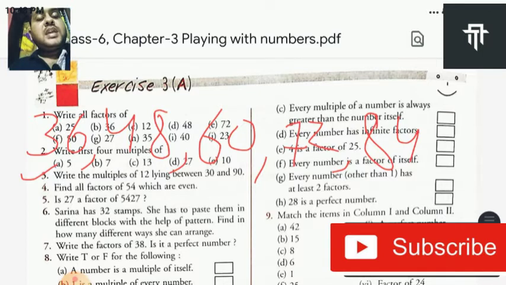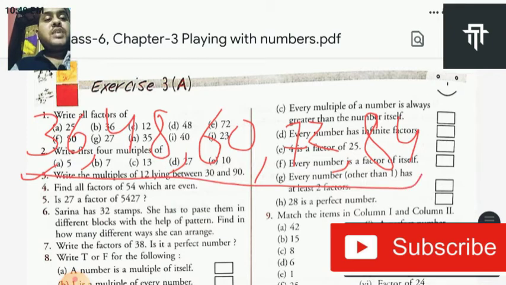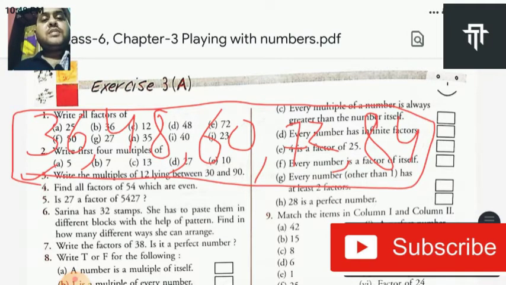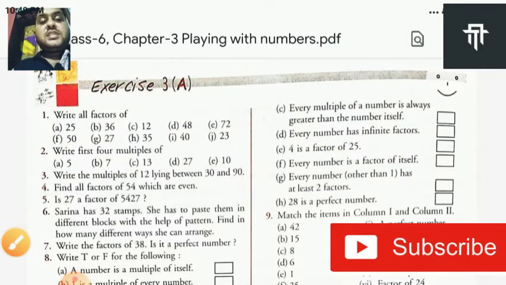But here the condition is we need to take all the numbers which are in between 30 and 90, and 96 is more than 90, so we cannot take 96 here. So all the multiples of 12 which lie between 30 and 90 are 36, 48, 60, 72 and 84. That's it. Next, question number 4.